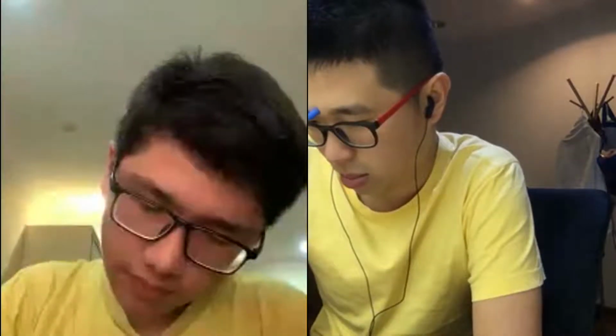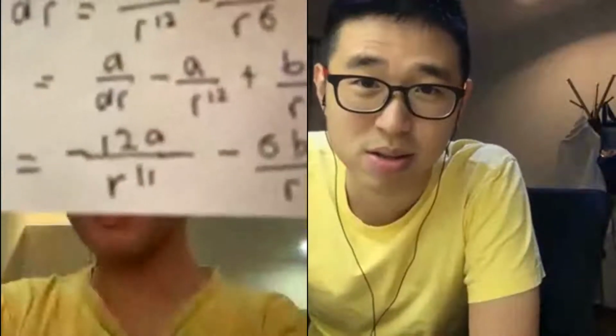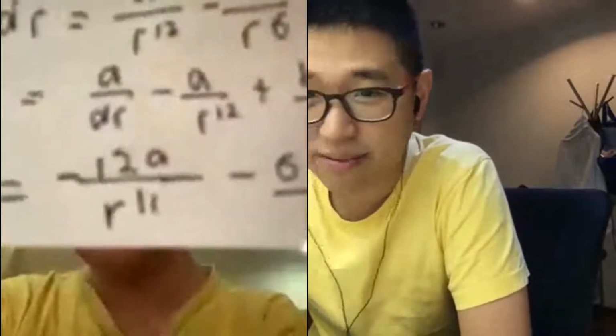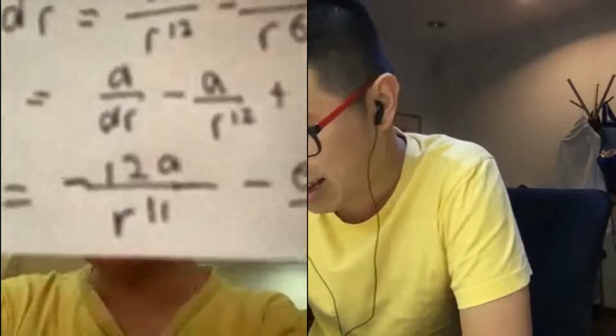So negative times negative 12 is positive 12. And then negative 12 minus 1 is negative 11. Is that positive for the first expression or negative for the first expression? Positive. You've differentiated something incorrectly, man. It's R to the minus 12, right? So when you differentiate that, do you get R to the minus 13 or do you get R to the 11?